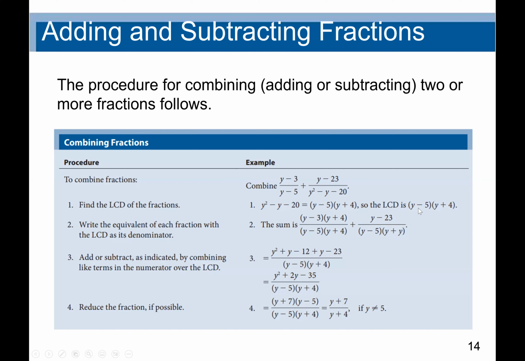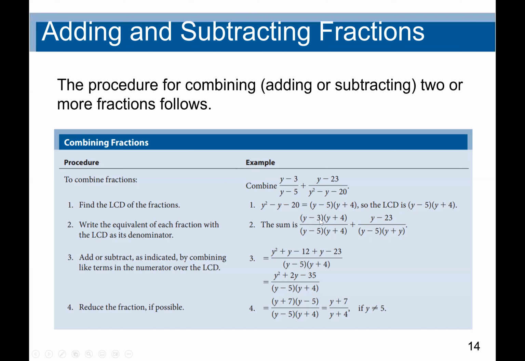And that's what we saw. The LCD is (y minus 5) and (y plus 4), because y minus 5 is already inside y squared minus y minus 20. So we write the terms down, and first of all, we have to combine. The goal here is that the denominators are the same now: (y minus 5)(y plus 4), and (y minus 5)(y plus 4). The denominators have to be the same. Then we can combine the top.